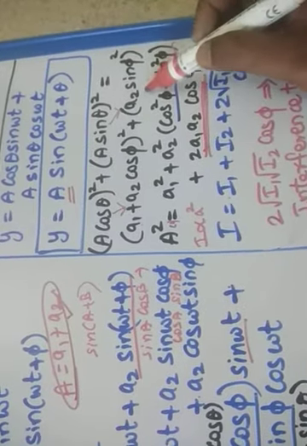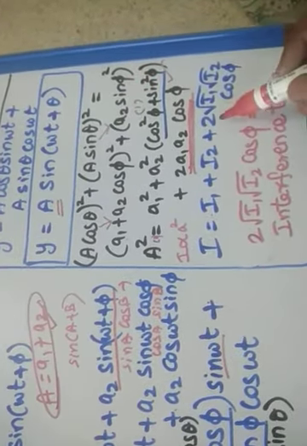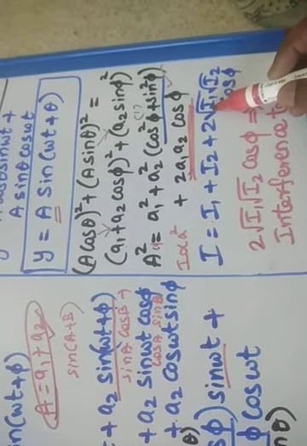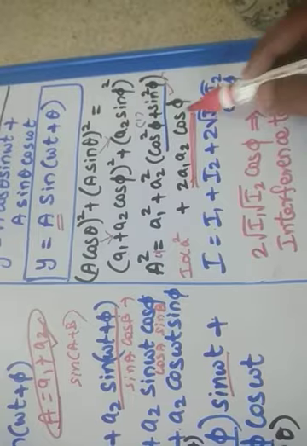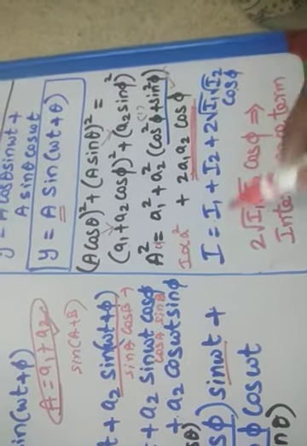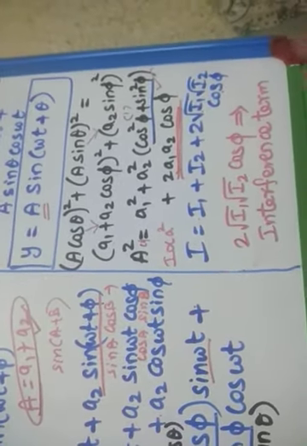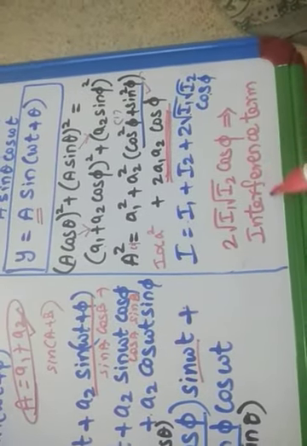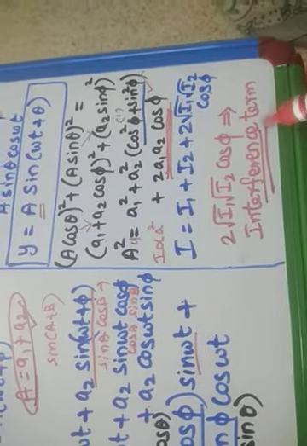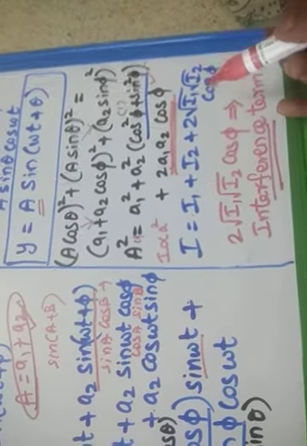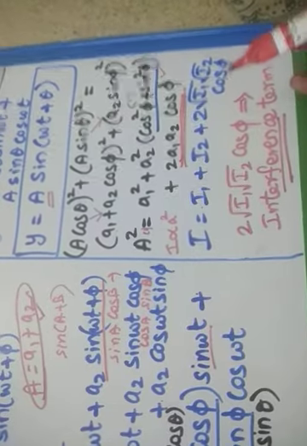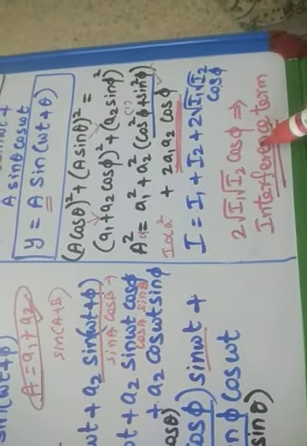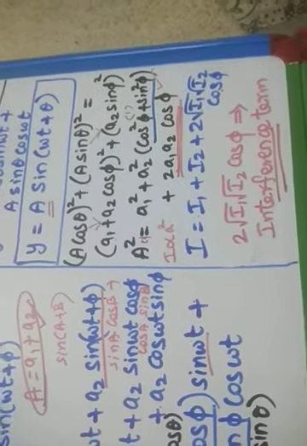Cos square plus sin square pi value is 1. We get 2 root I1 root I2, that is the root of the intensity of the first wave and the root of the intensity of the second wave, into cos pi. So Huygens strongly stated that this term, 2 root I1 I2 cos pi, is called the interference term. If this cos pi is maximum, that is constructive interference, bright fringe. If cos pi is minimum, that is destructive interference, dark fringe.